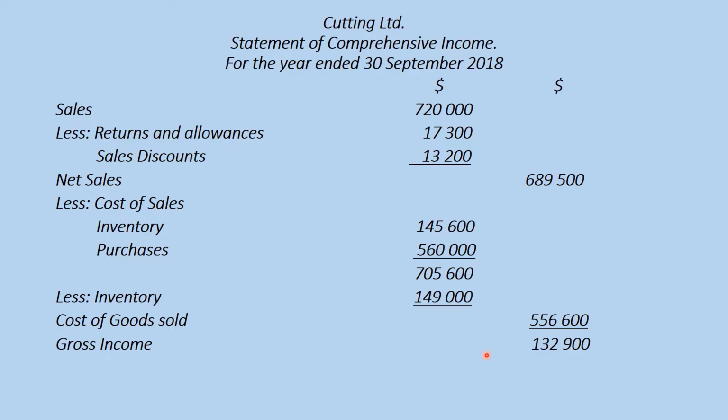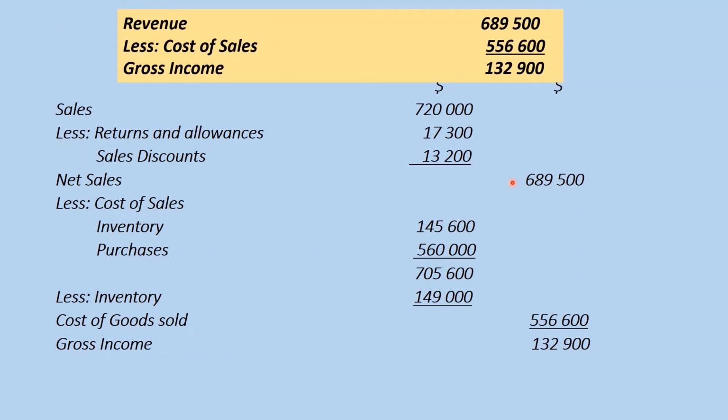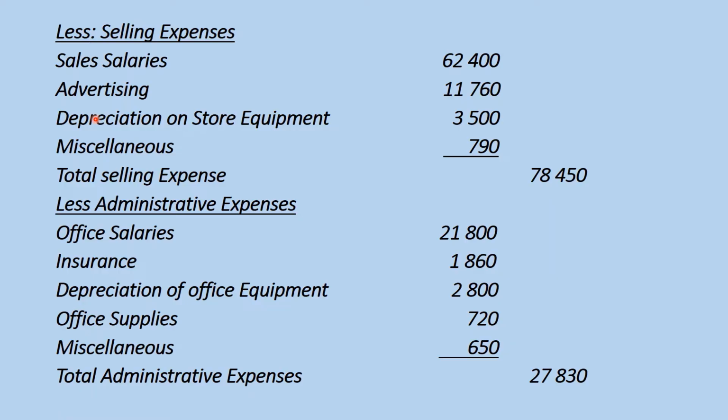Now that's multiple steps. Another way of doing this would have been to take the revenue, the 689,500 here, and minus the cost of sales, and get the gross income down here of 132,900. The rest of the details would have been shown in the notes to the financial statement. The selling expenses and the administration expenses, we have to have them under the correct heading here.